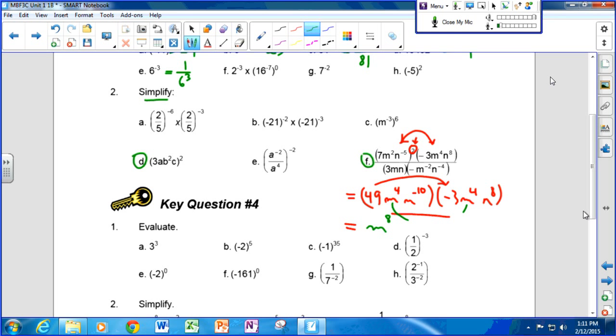Okay, so negative 147. So negative 147, and then it's going to be m to the 4 plus 4, you see, and then it's going to be n to the minus 10 plus 8. Okay, so that's that top number, that's the numerator. And then you would work out the m and the n. That's your numerator, and then you'd go and do the same thing on the denominator.